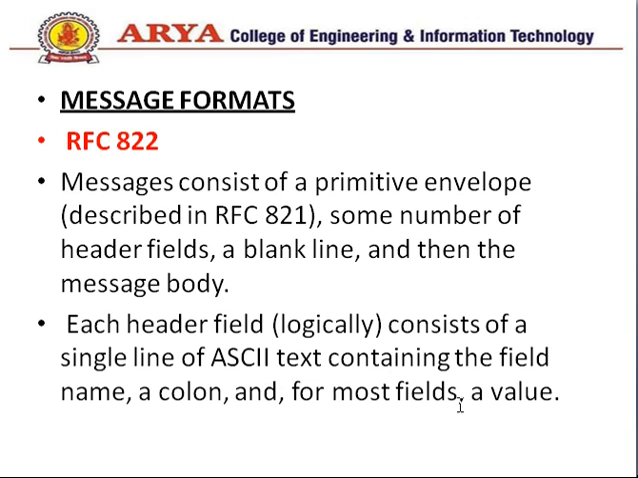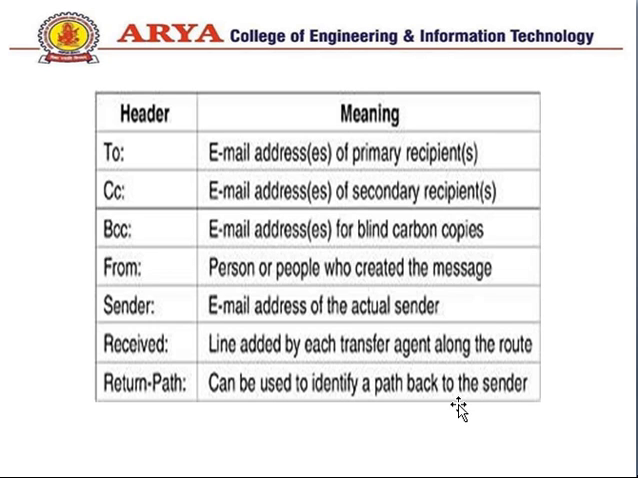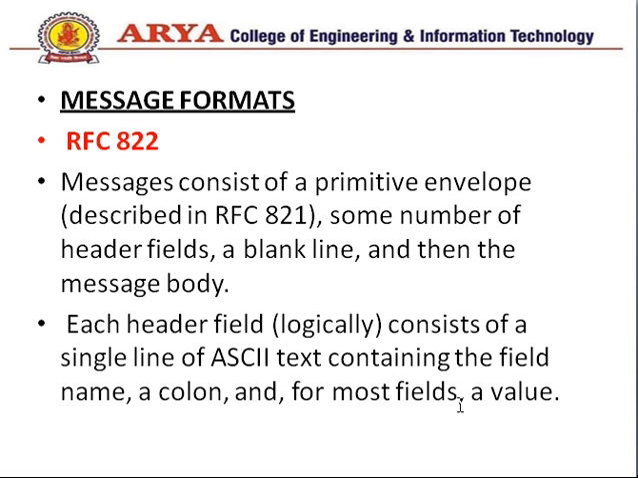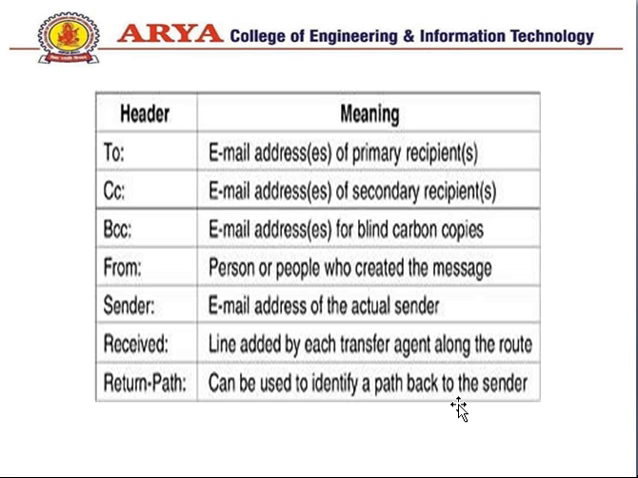Each header field consists of a single line of ASCII text containing the field name, a colon, and for most fields a value. Each header will contain some ASCII text. Let's see what the RFC 822 message format looks like. These are the headers written on the left, and these are their meanings.